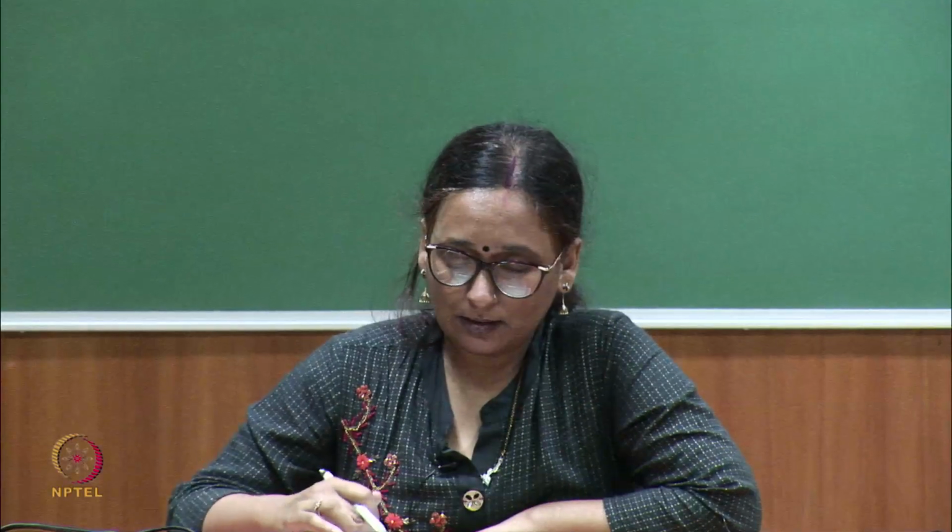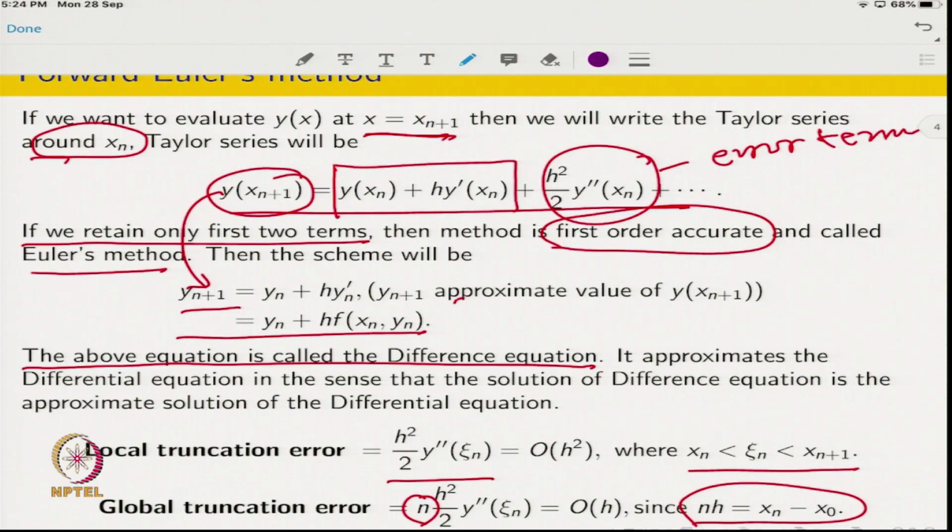Because if I am retaining 2 terms, I have to calculate the approximation of y dash. If I retain 3 terms, I have to calculate the approximation of y double dash. In a similar way, this is a very complicated step, because for some initial value problems, even analytically you cannot compute the derivative very easily.